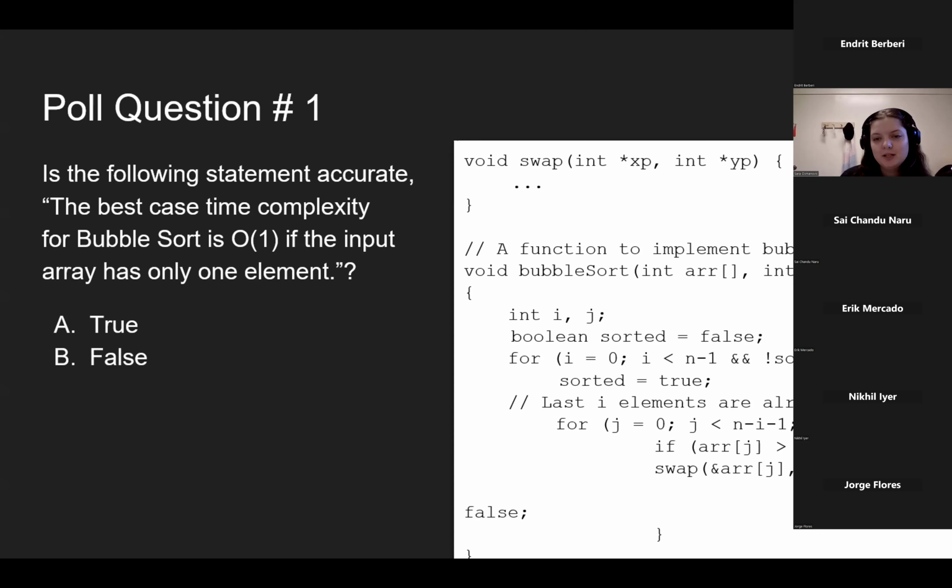See, now I would really appreciate it if you guys typed true or false and not just F, because that might be the F in the chat for the poll, honestly. I don't know. Okay.